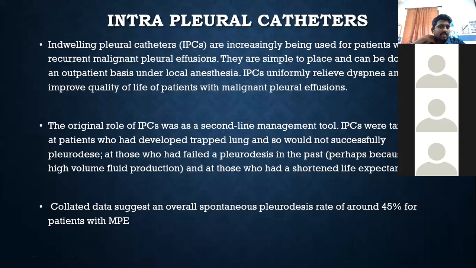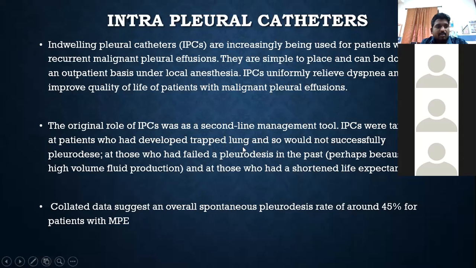Last but not least is the intrapleural catheters that we're going to discuss. Intrapleural catheters are being used for recurrent malignant pleural effusion as an alternative to the pleurodesis procedure. They are very simple to place, and can be placed on an outpatient basis under local anesthesia. IPC uniformly relieves dyspnea and improves the quality of life in malignant pleural effusion. The original role of IPC was as a second line management tool. IPC was targeted at all the patients who had developed trapped lung, very important.